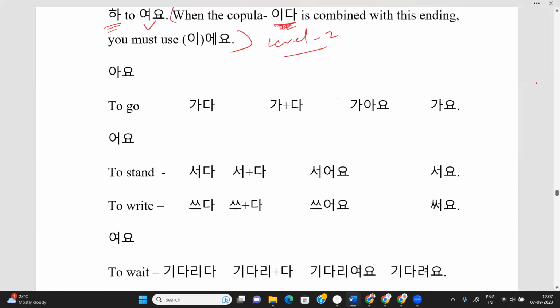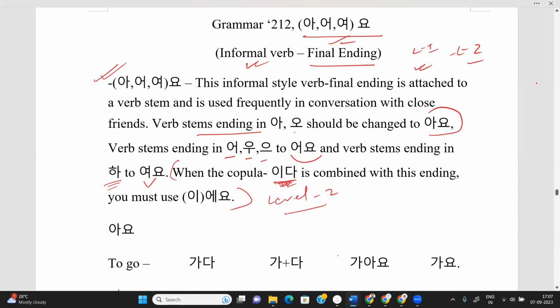Now come to some verbs. Here it is mentioned all the verbs. Verb stem, verb final ending. Which ending? Final ending. Like this ending, this one.